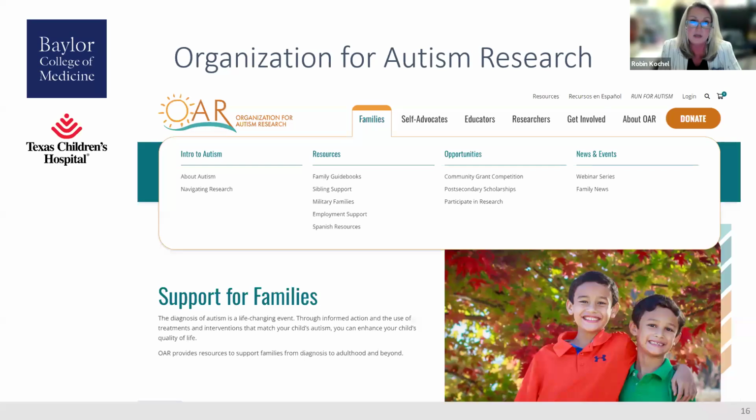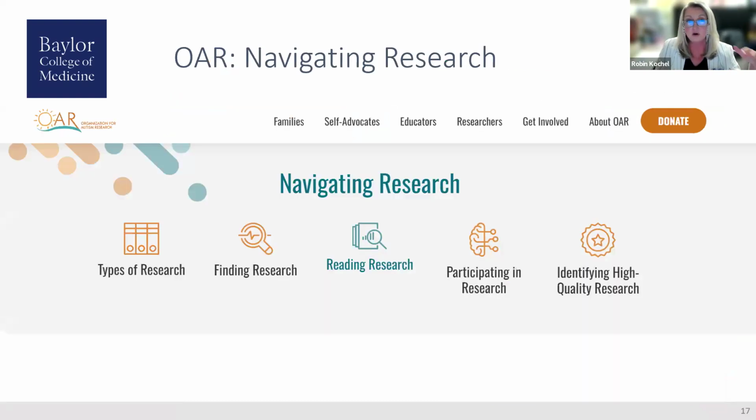Okay, so I mentioned briefly the Organization for Autism Research, and I wanted to highlight some tools and resources through this group that I think are really important. First is their Navigating Research section. So this is on the Families tab, Intro to Autism, Navigating Research. And when you go to that site, this is what pops up.